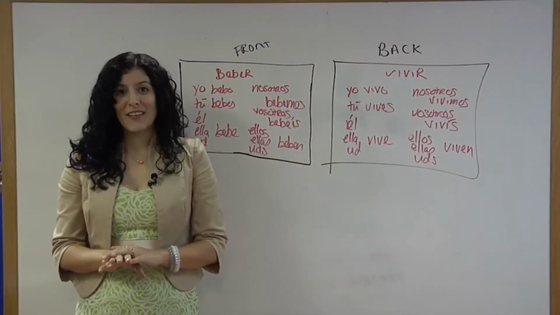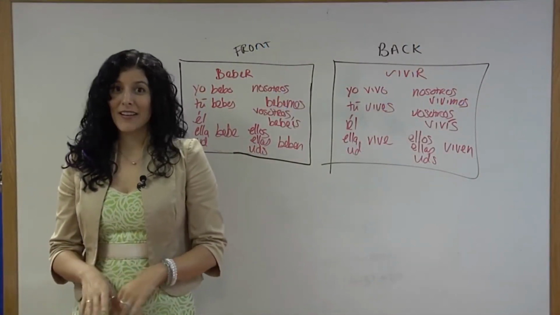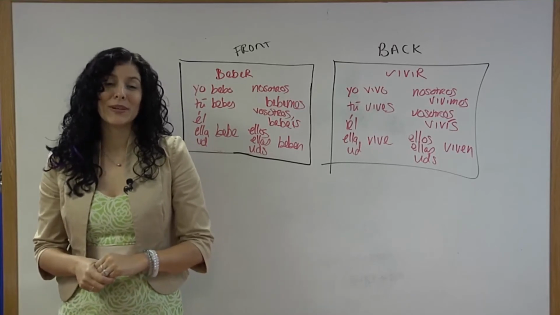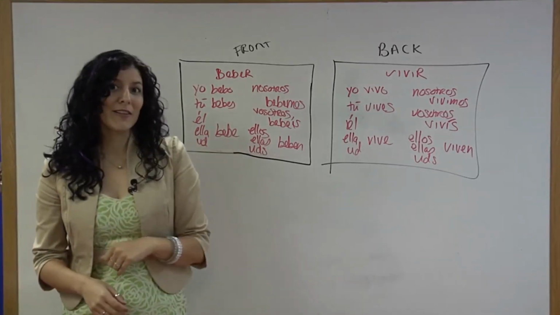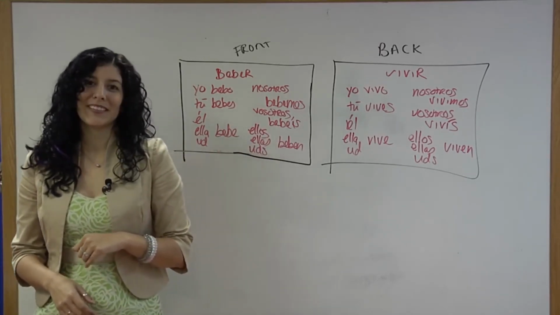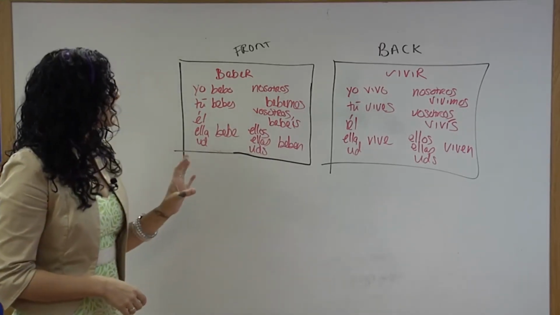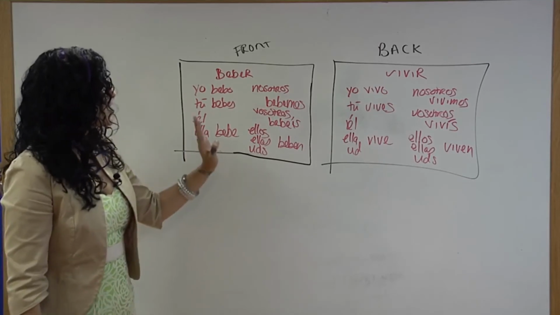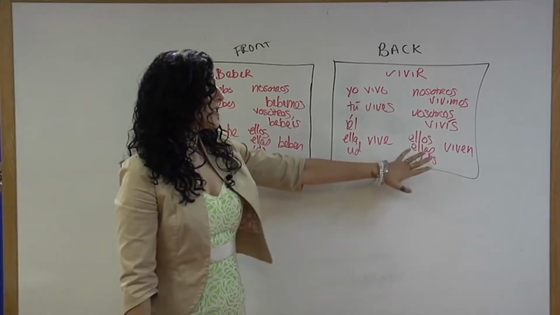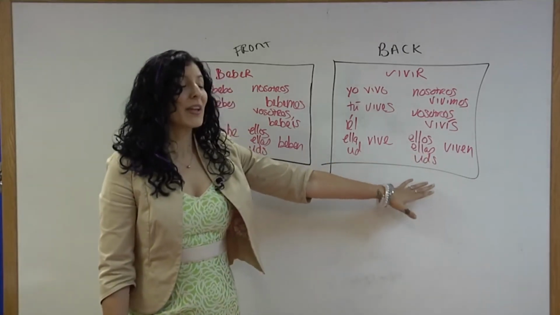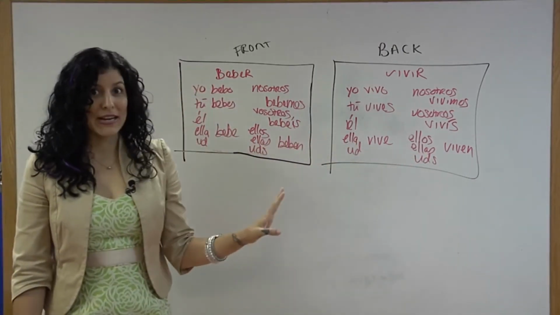Now that we have learned how to conjugate regular present tense ER and IR verbs, what I would like for you to do is to conjugate one ER verb and one IR verb just for practice before you get to class. On the front of your note card, you will conjugate one ER verb, and on the back of your note card, you can conjugate one IR verb, as I've given you an example of right here.